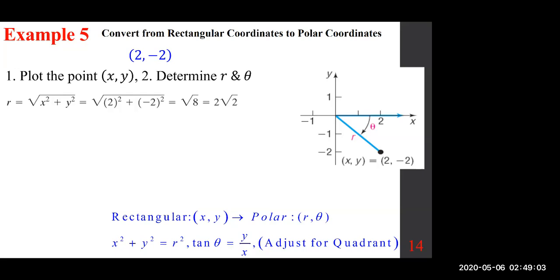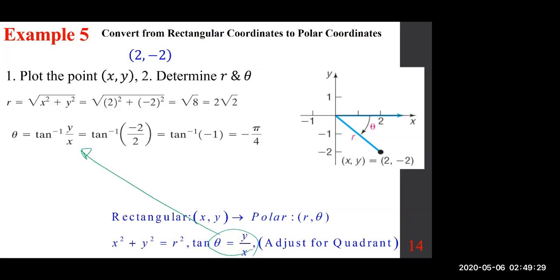So r is not a big deal, we found that. But what is theta? Tangent theta is y over x. So what is theta? Tan inverse of y over x. I want you to see that it comes from this one, class. That means tan inverse of negative 1, and that is negative pi over 4. So we have r and we have theta.